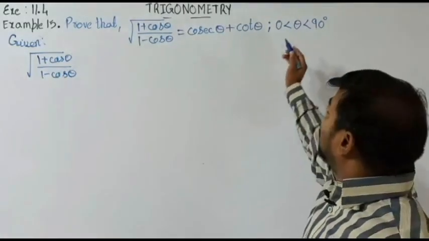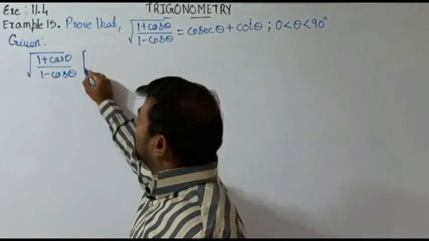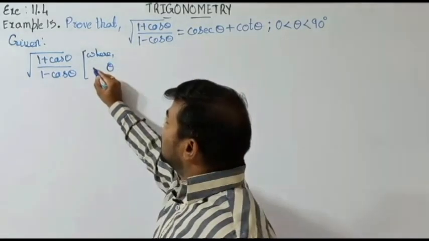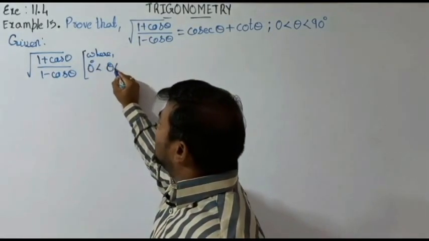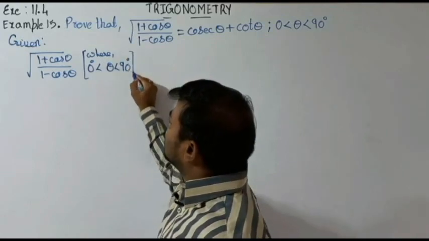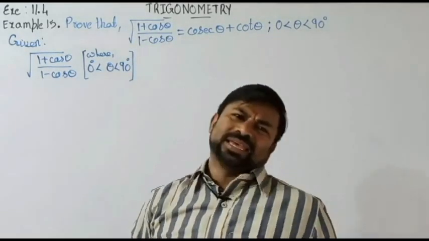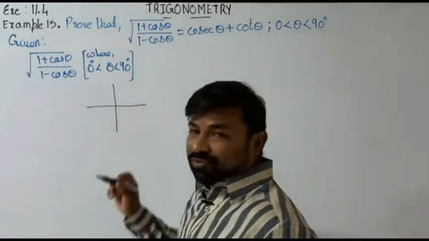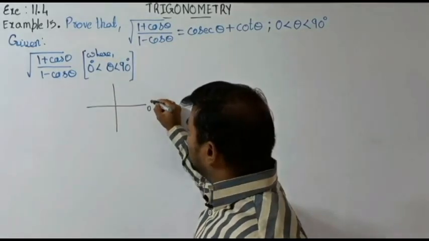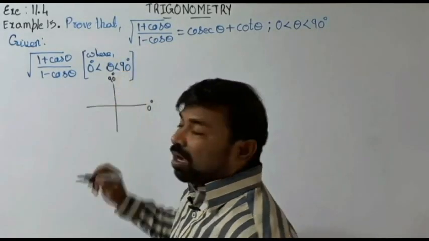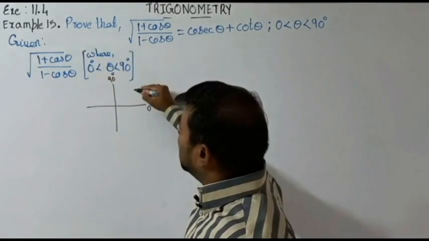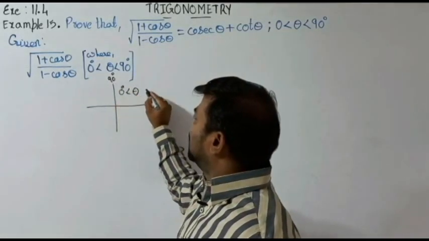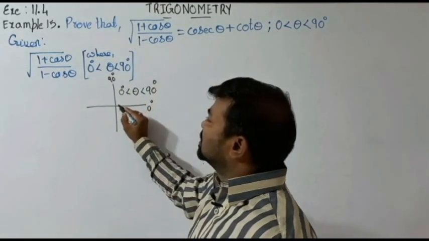But what is the condition he kept? The theta is between 0 degrees and 90 degrees. What does he mean by that? If you take the four quadrants, as you all know, this is 0 degrees and this is 90 degrees. The angle theta is lying between these two, that is 0 degrees and 90 degrees.